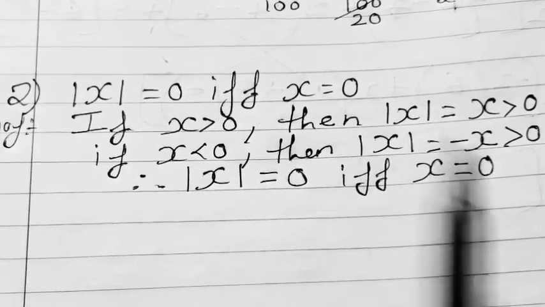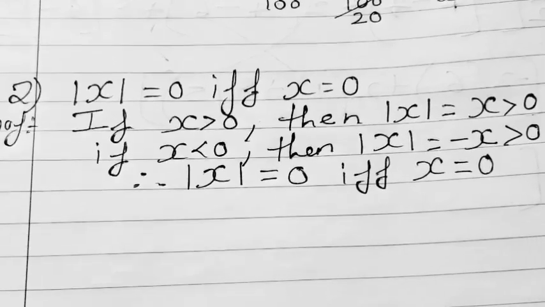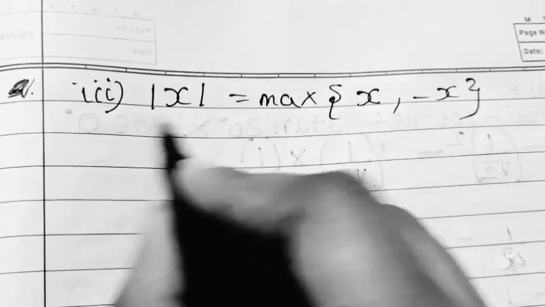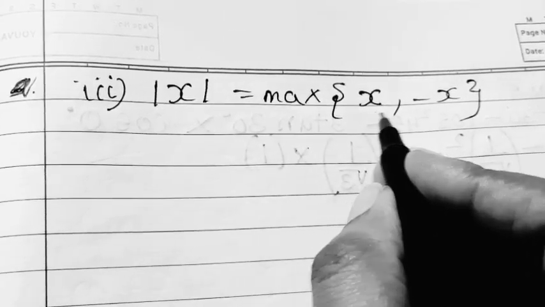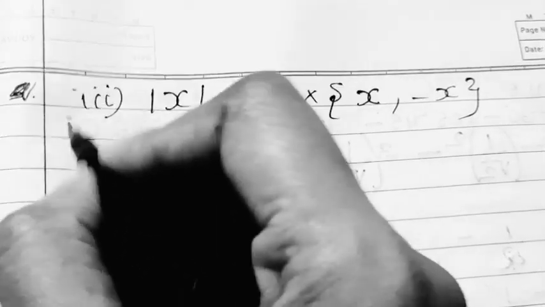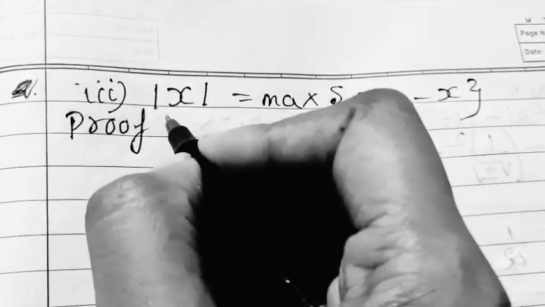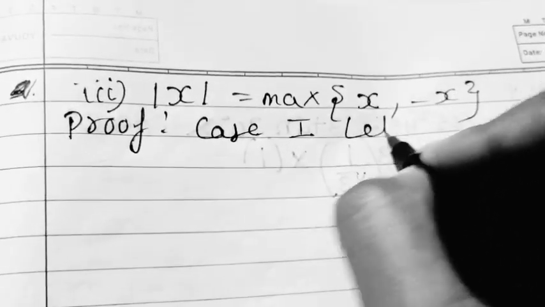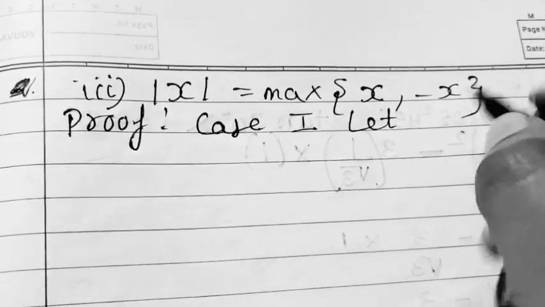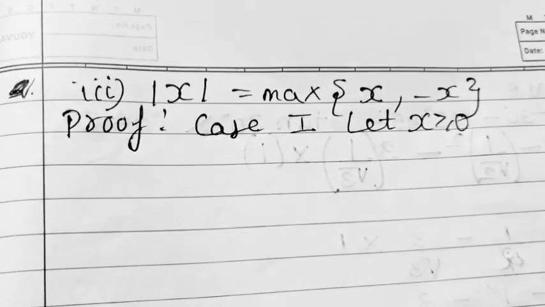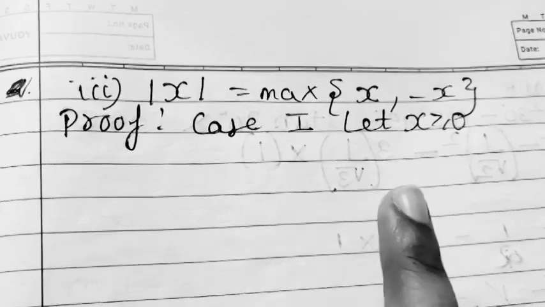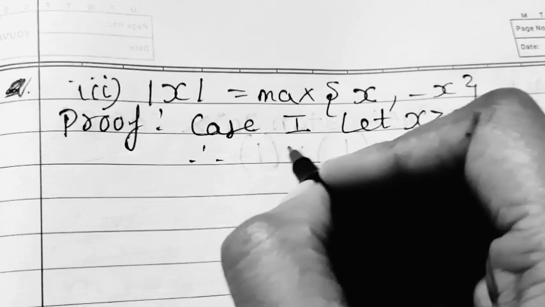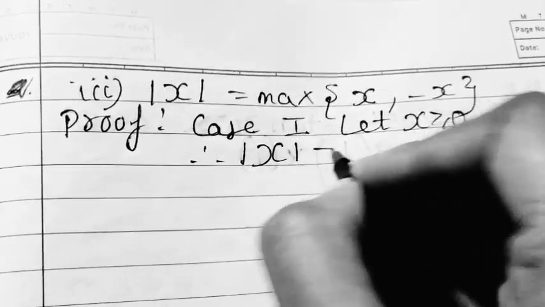Now let me prove the third one. Modulus of x is equal to maximum of x comma minus x. So let me prove this one first. I will be using case 1 for this one. Case 1: let x be greater than or equal to 0. Then modulus of x will be equal to x.